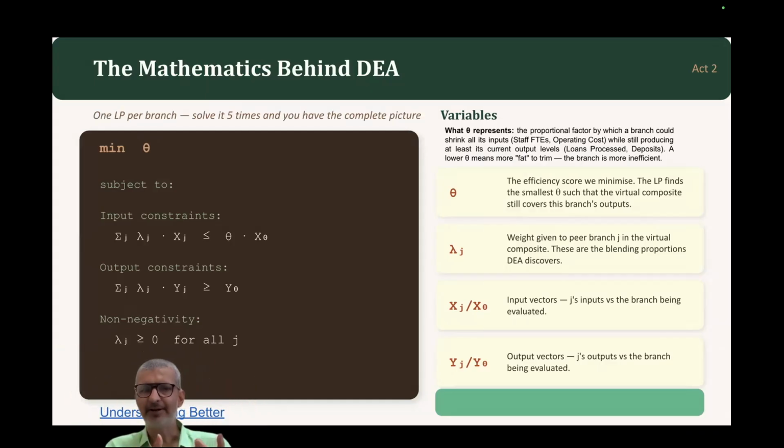Okay, so that's what we are trying to minimize. So this is theta. Theta, to repeat, is a proportional factor by which a branch could shrink all its inputs, which in this case is staff FTEs, full-time employees, as far as staff is concerned, and the operating cost. If it can reduce by, let's say, 0.1, we are working at 90%. So that's what we are trying to get here.